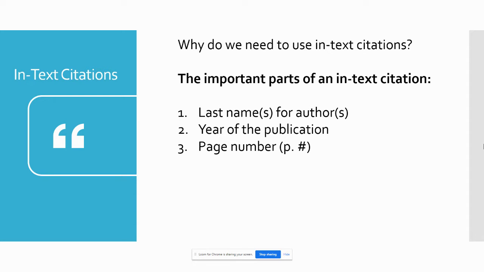What are the important parts of an in-text citation? An in-text citation is very important, but relatively simple compared to a full citation on a references page. In most cases, all you need to know is the author's last name, the year of the publication, and, if applicable, the page or table number. If you can find those pieces of information, then you are good to go.